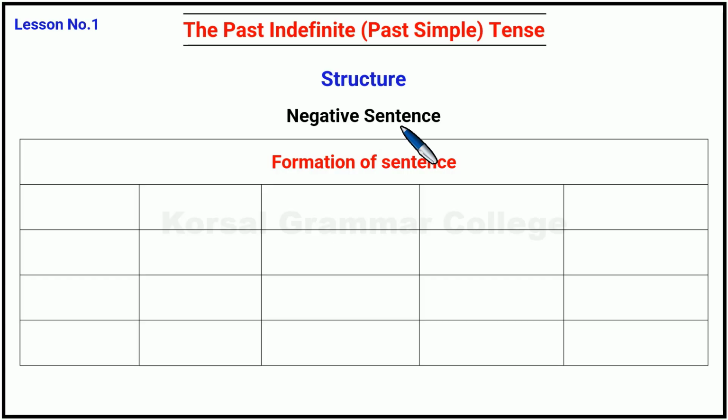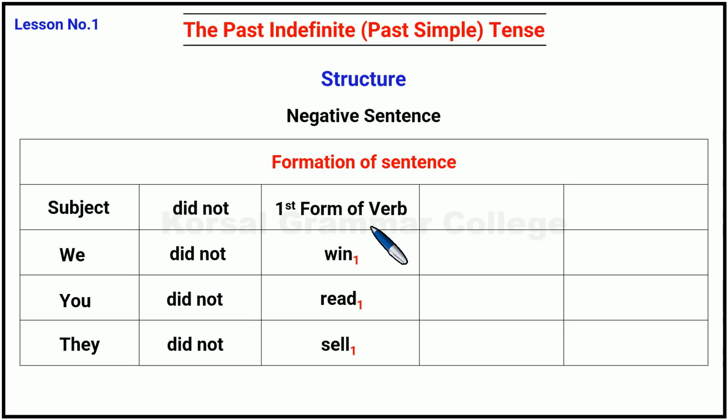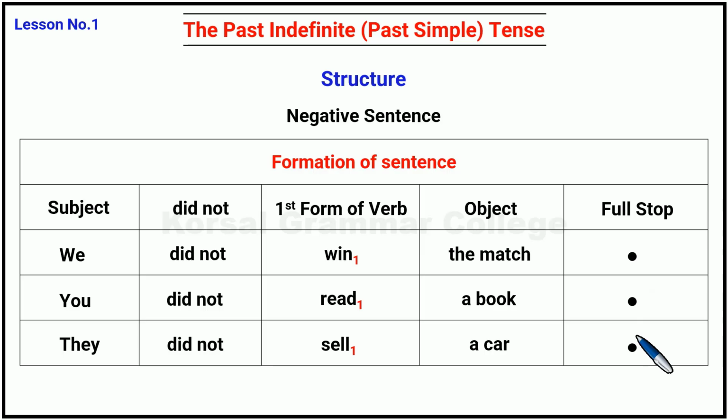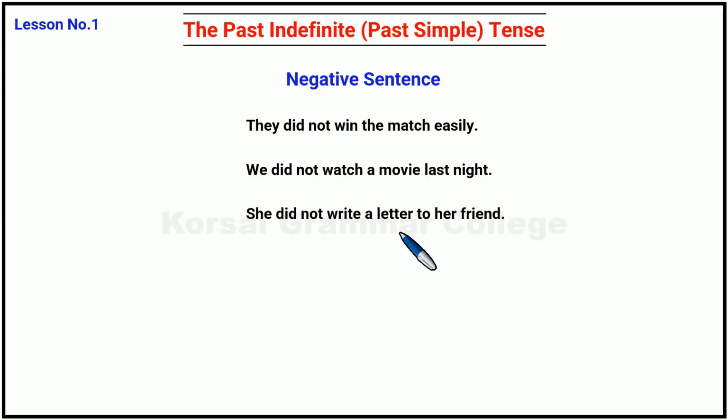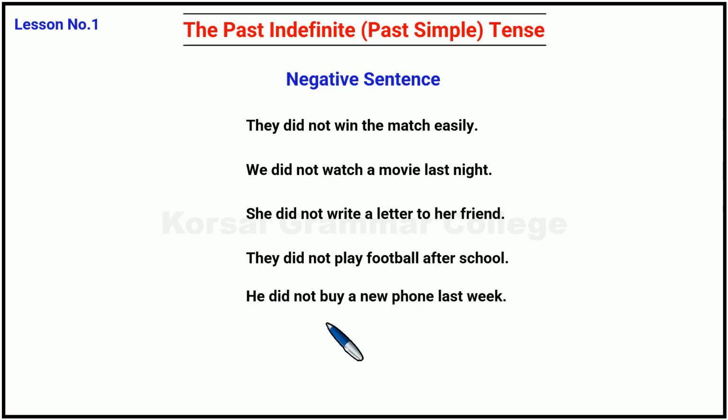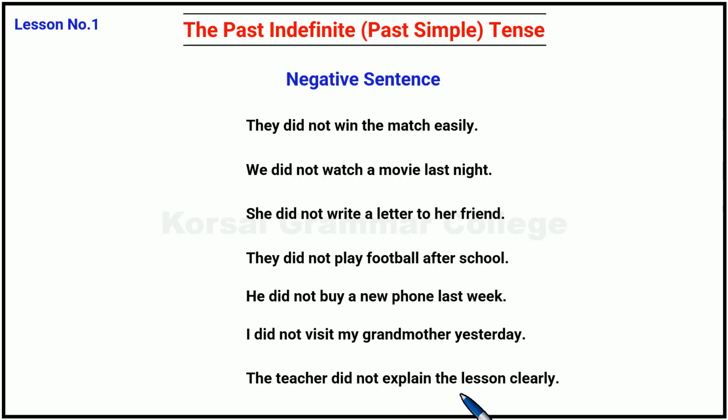The formation of negative sentences. To form a negative sentence, first put subject, then put did not. Then put first form of verb, then put object, and put full stop at the end. They did not win the match easily. We did not watch a movie last night. She did not write a letter to her friend. They did not play football after school. He did not buy a new phone last week. I did not visit my grandmother yesterday. The teacher did not explain the lesson clearly.